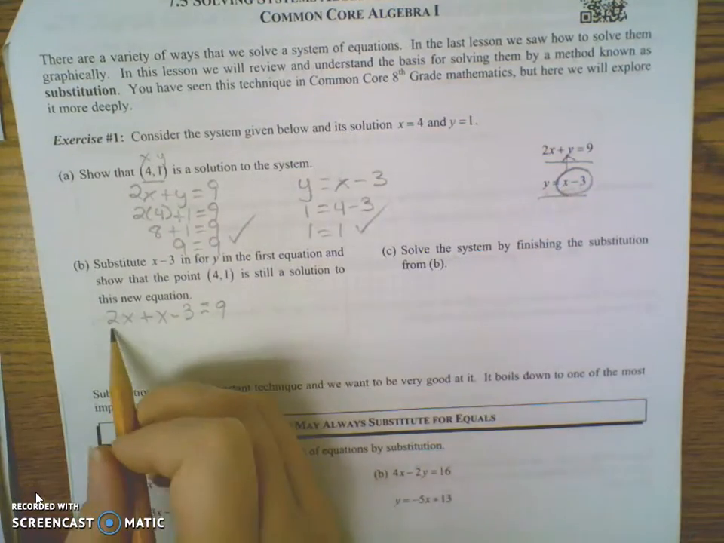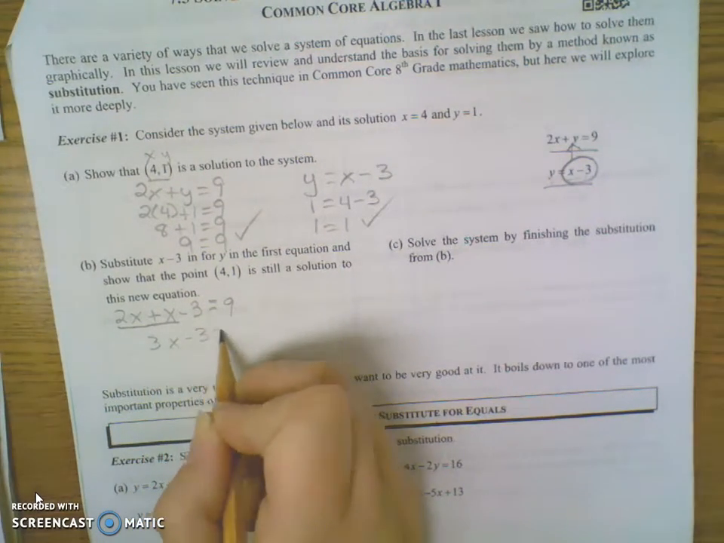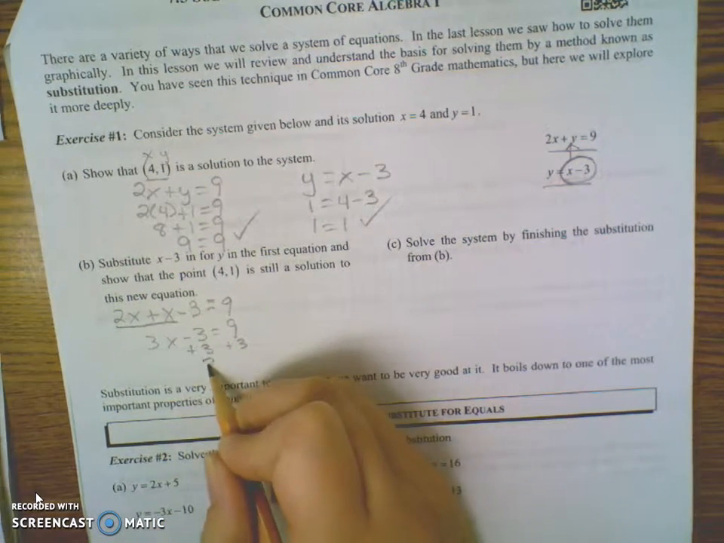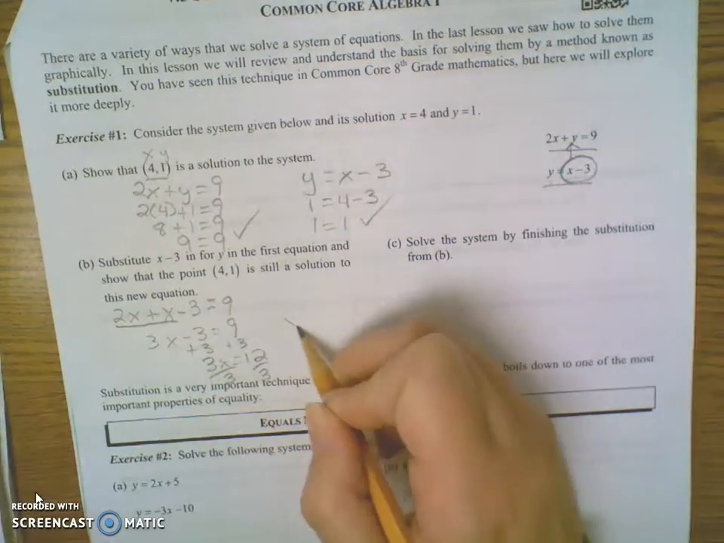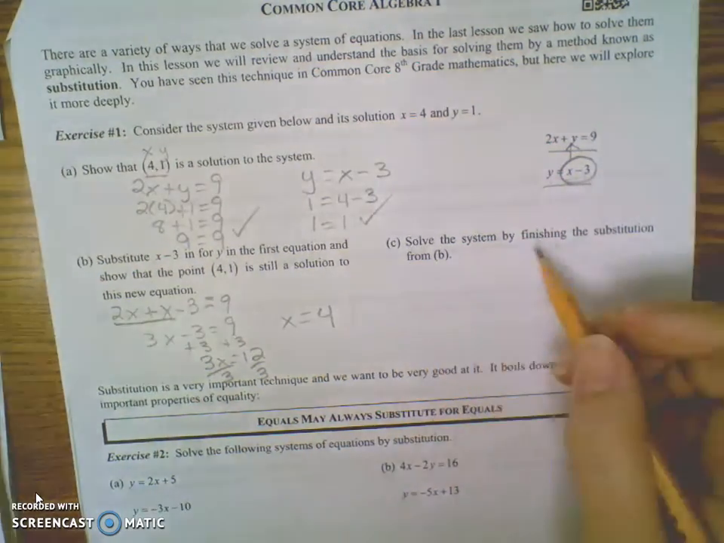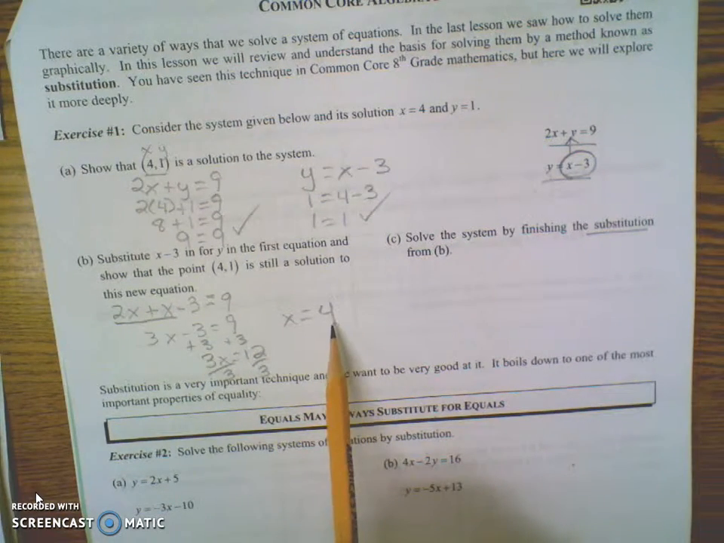So now I just solve my equation. So 2x plus x is 3x minus 3 equals 9, plus 3 on both sides. So I have 3x equals 12, divide both sides by 3, and I get x equals 4. So that's the first part. Then I have to finish the substitution because with a system of equations I need an x and a y, and I only have an x.